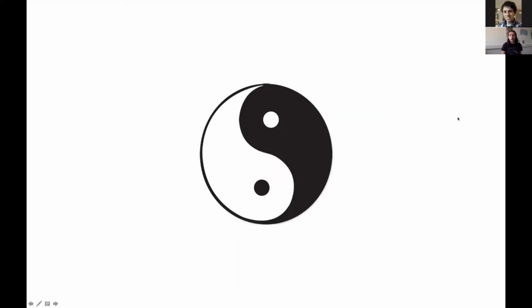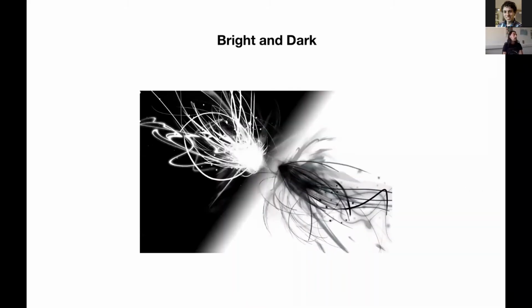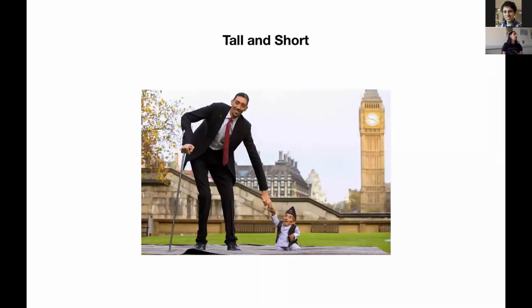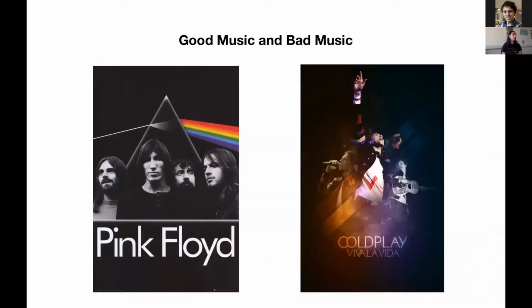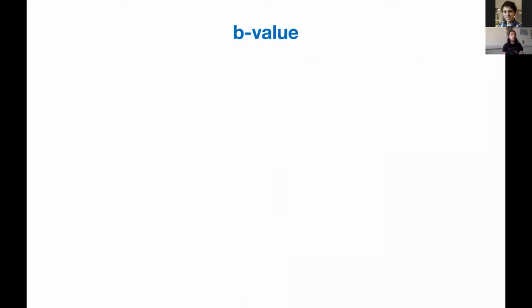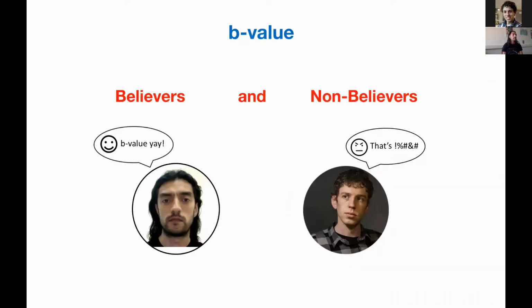Okay, so allow me to start this talk with a somehow slightly philosophical introduction, because we are all relatively familiar with the concept of yin-yang, by which all things are defined by their polar opposite. So we define, for example, what is bright from what is dark, what is tall from what is short, good music and bad music. And when it comes to b-value, we have believers and non-believers.